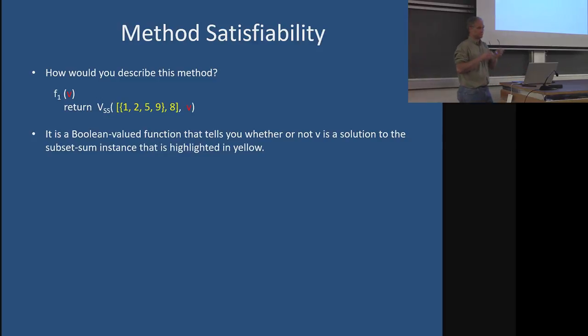Does anyone see where we're headed yet? F1 is what you would need to pass to the method satisfiability, and this is a polynomial conversion. What happens if you pass F1 to MS? What's MS going to return if you give it F1 as input? It's going to give you back a V such that if you pass V to F1, you get true back. What's another way of saying what it does? It finds a solution to that yellow instance of the subset sum problem.